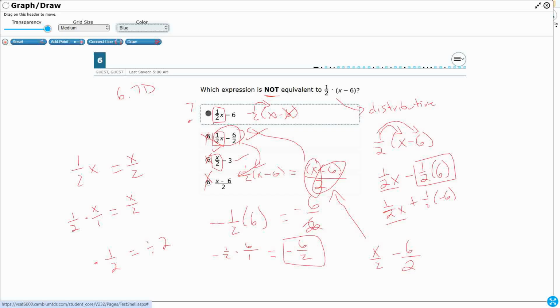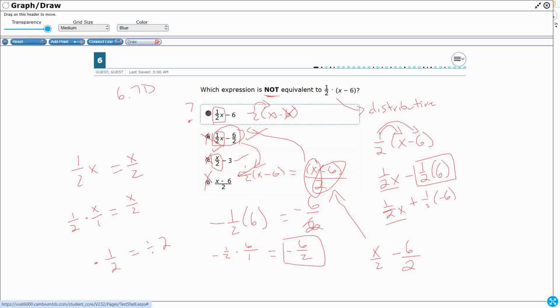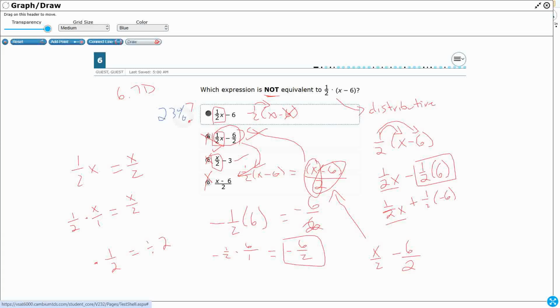Take a look at our answer selections or answer distribution. 23%, that's below guessing. 24%, 32%, and then 21%. This is as close to just random guessing as I've ever seen. There was one that kind of rose up above, and it was this one, but that one actually was equivalent to 1/2 times x minus 6. It just looks so different.